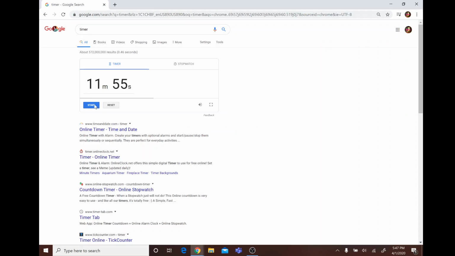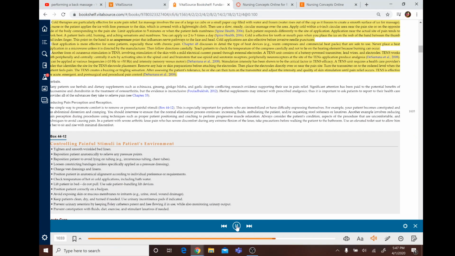Cold is effective for tooth or mouth pain when you place the ice on the web of the hand between the thumb and index finger. This point on the hand is an acupressure point that influences nerve pathways to the face and head. Cold applications are also effective before invasive needle punctures.